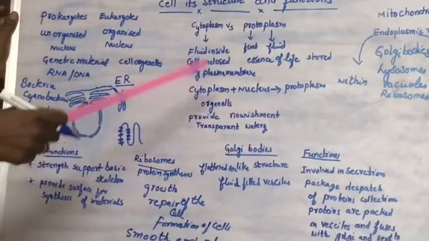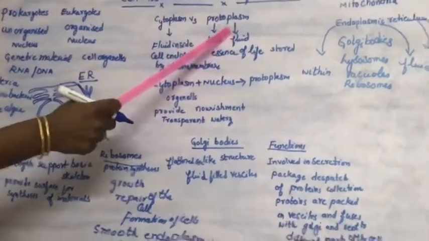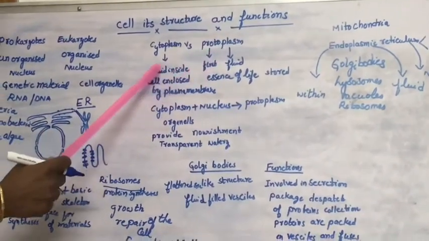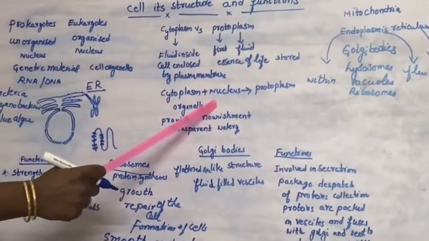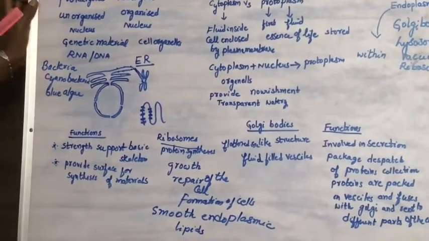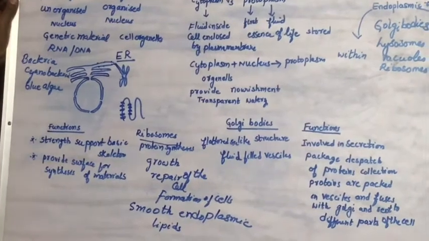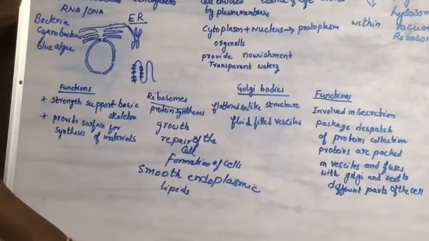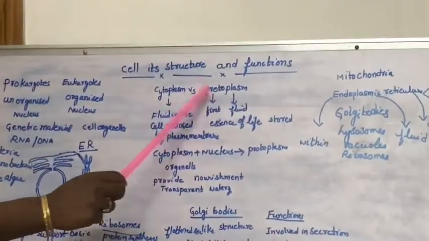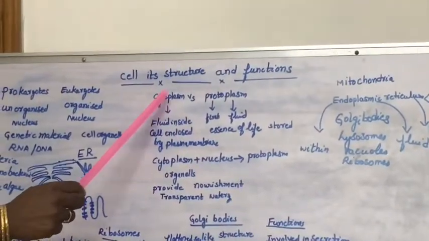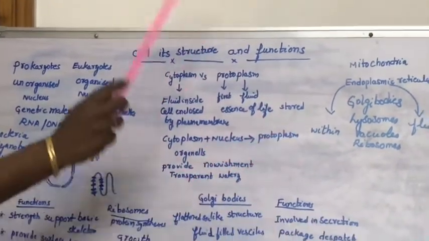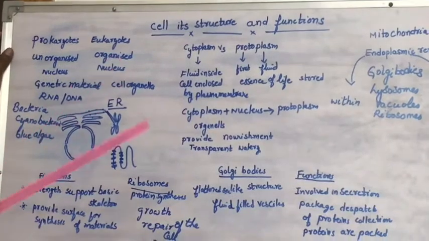Later, they came to know that along with the protoplasm, there are so many structures present in the cell. These structures we call cell organelles, and each cell organelle has its own specific function. By the discovery of these cell organelles, protoplasm is renamed as cytoplasm. Earlier they thought that the protoplasm itself is the essence of life and essential for the formation of new life.